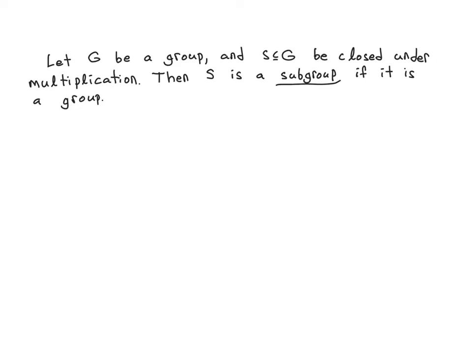Now we arrive at the definition of subgroup. So let G be a group, let S be a subset of G, and suppose that S is closed under multiplication, which means for any pair of elements in S, the product is also an element of S. Then S is called a subgroup if it is a group. So of course I have to think carefully and remind myself, what does it mean for it to be a group? Oh yeah, that's right. It has to satisfy three properties. What are those properties again? Oh, that's right. Associativity, a multiplicative identity, and inverses.